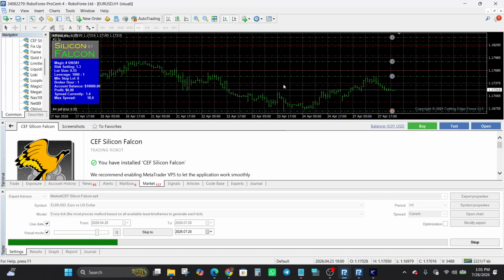So we can see how the EA looks in action. You can see how it sets pending orders, alongside the potential exit points, exit levels.